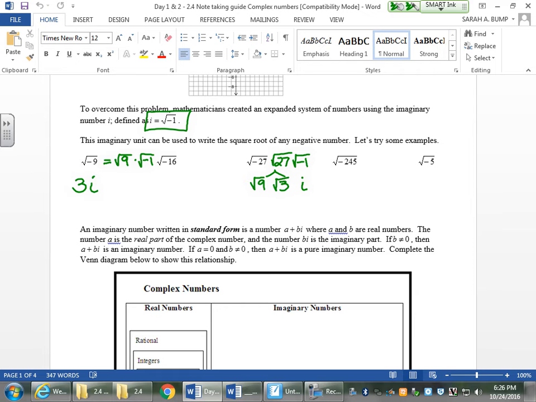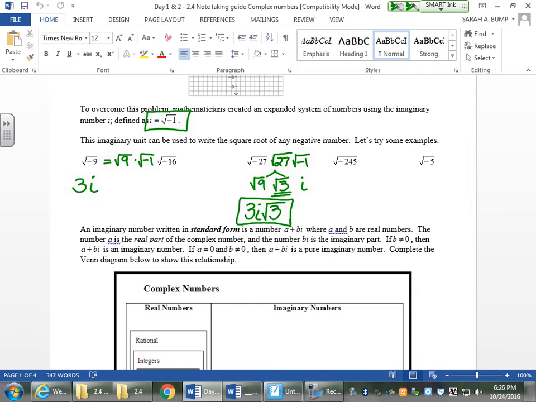The order that you will see this written in, and technically you could write it in any order because multiplication is commutative, 2 times 3 is the same as 3 times 2. But the way you'll normally see it is the whole number, then the i, then the radical. So square root of 9 is 3. I'm going to sneak in that i in the middle. And then this radical 3, which stays inside, will be written last. So that is the order.